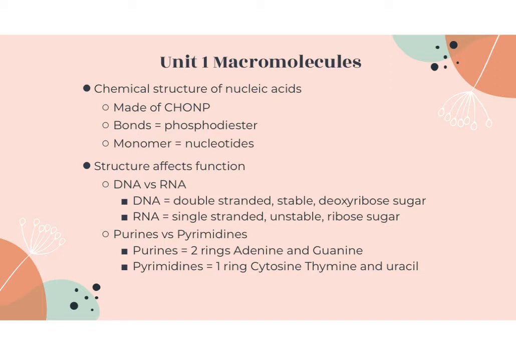Two categories of these bases exist. We have purines and pyrimidines. Purines are the nitrogenous bases that are made up of 2 rings. Those are adenine and guanine. Pyrimidines, on the other hand, have 1 ring. Those are cytosine, thymine, and uracil.